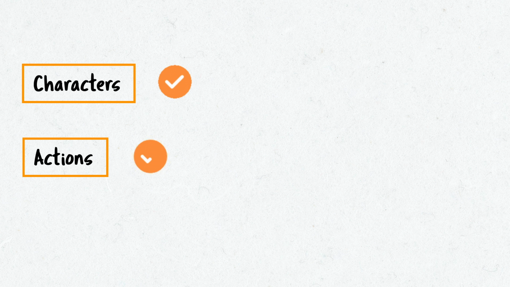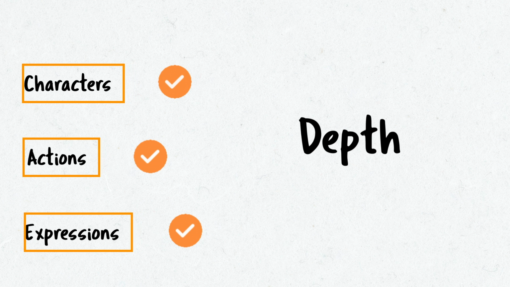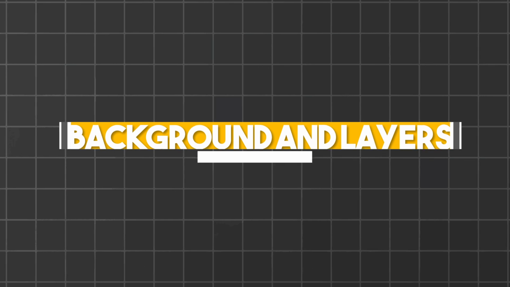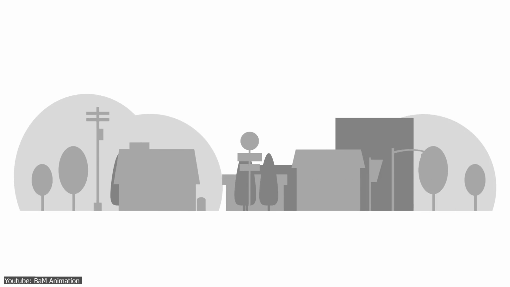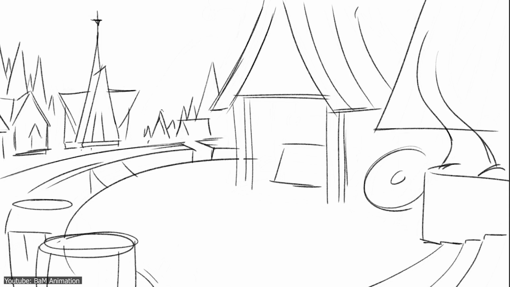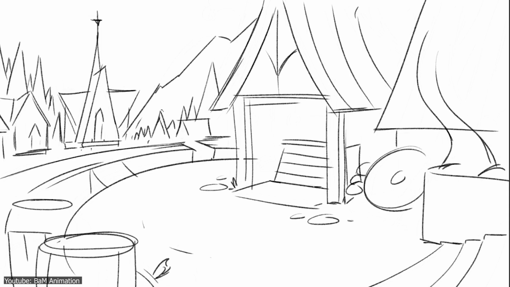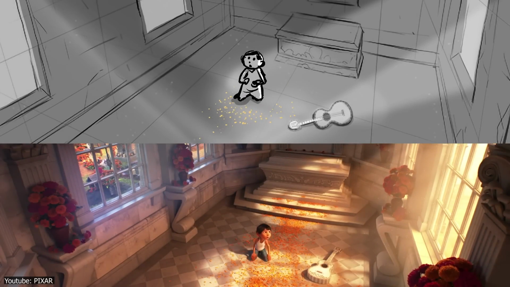So, characters, check. Actions, check. Expressions, check. Now, we need to add some depth to all of this, and there is no better way to do that than adding background. The background is usually what sets the scene. Again, it doesn't have to be super detailed or fancy, but adding a few elements can help you plan the space better. So always ask yourself these questions.